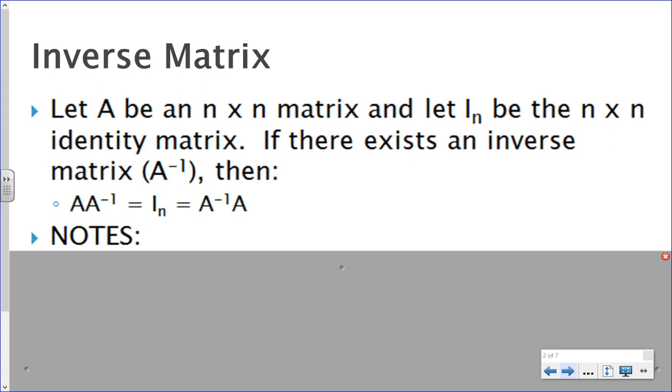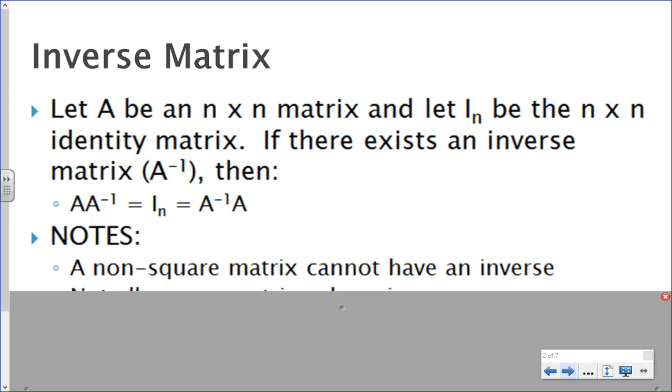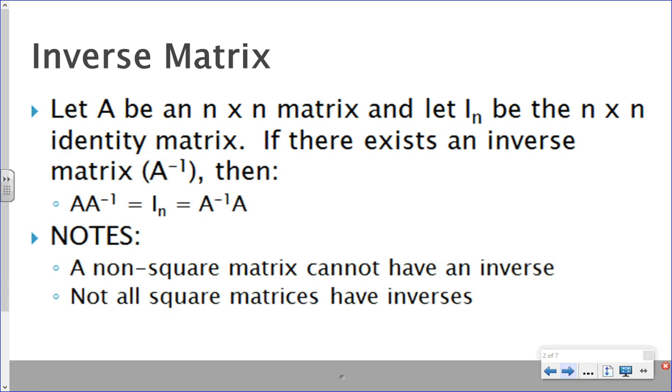Now, only square matrices can have inverses. If it is not square, there's no need to even try. Okay. And not all square matrices have inverses. So first of all, it has to be square, but that does not guarantee that it will have an inverse. The inverse could be undefined, which would be sad, but that's okay.